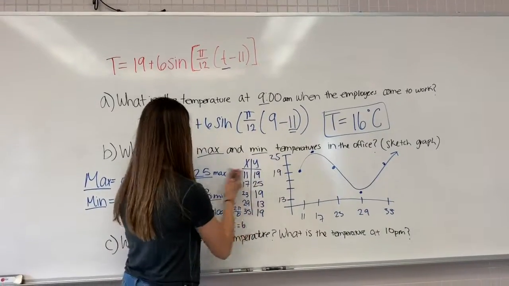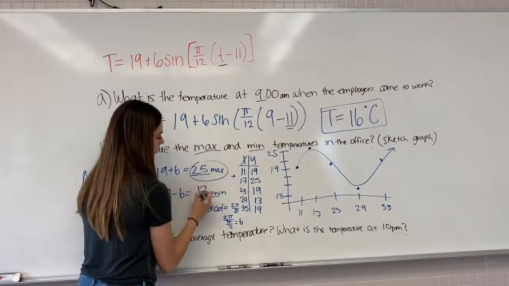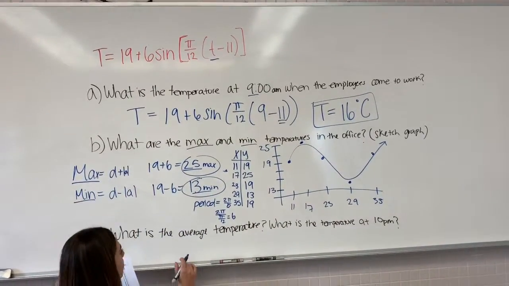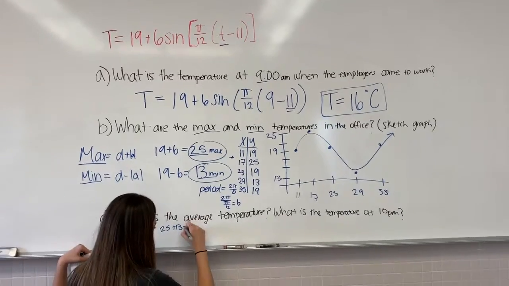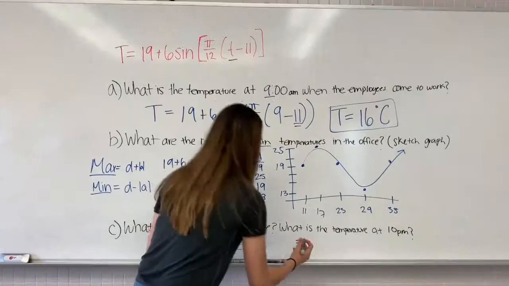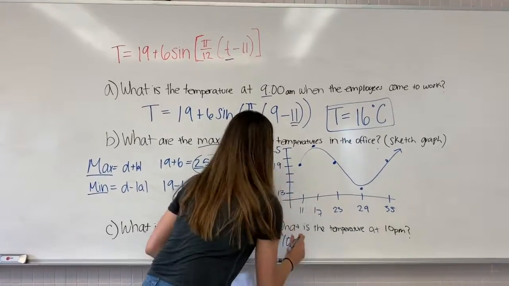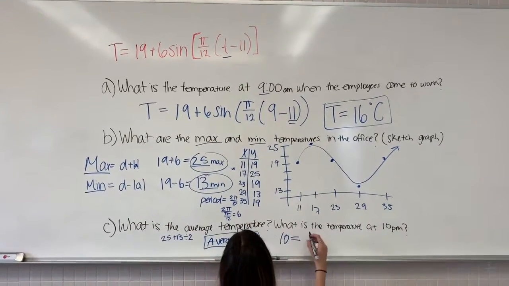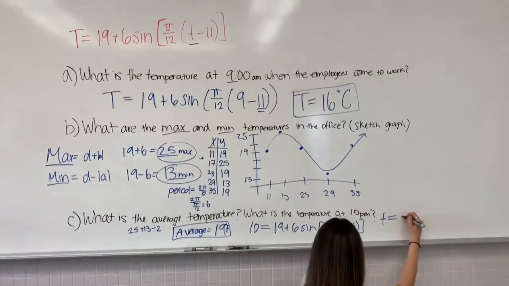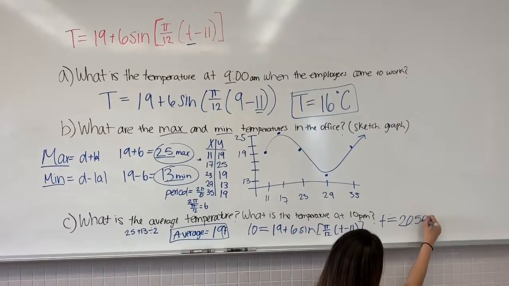Now for the third part of the problem, they're asking us to get the average temperature and the temperature at 10 p.m. So for the average temperature, we take the maximum and the minimum, add them and divide them by 2 to give an average of 19. Now to get the temperature at 10 p.m., we just replace the 10 in the lowercase t of the equation, plug it in the calculator, and the answer should be 20.55 degrees Celsius.